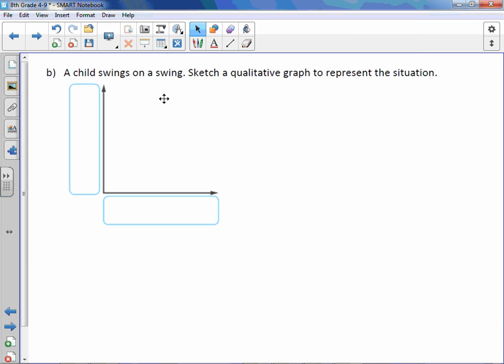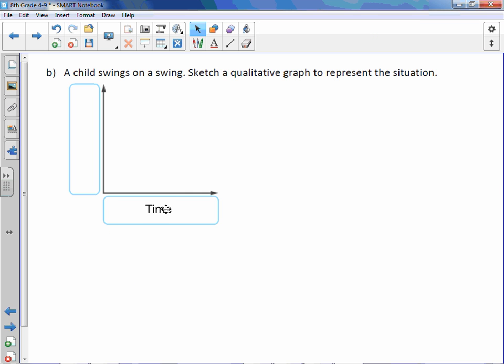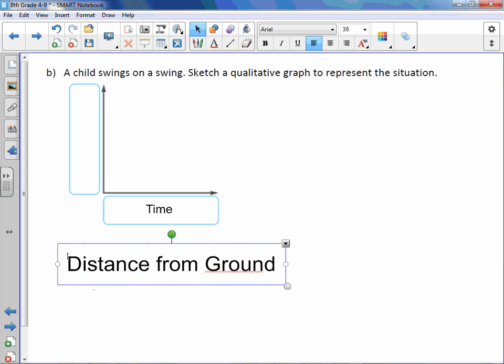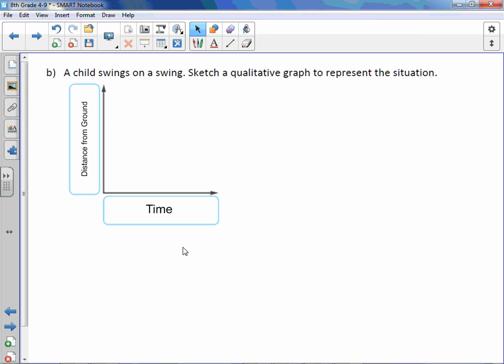Letter B. A child swings on a swing. Sketch a qualitative graph to represent the situation. So again, we have time as our x-axis. Our y-axis would be distance from ground. Now remember, a swing doesn't start off on the ground. So we are not starting down here. We're starting somewhere around here. It's close to the ground, just not at the ground.